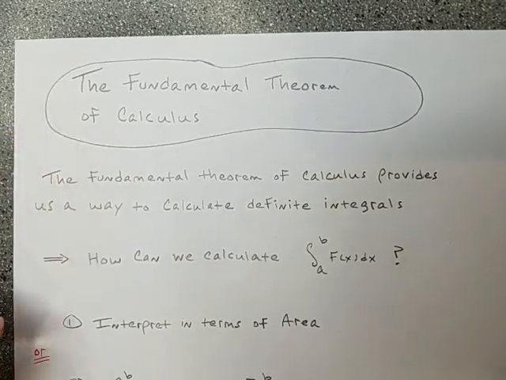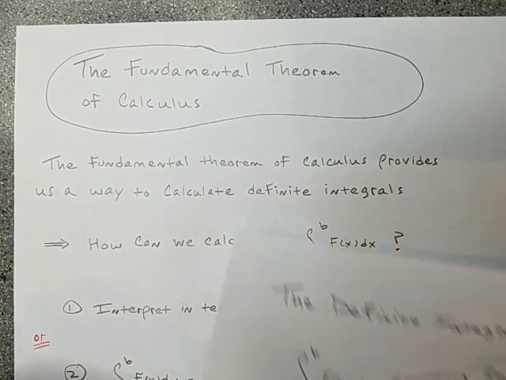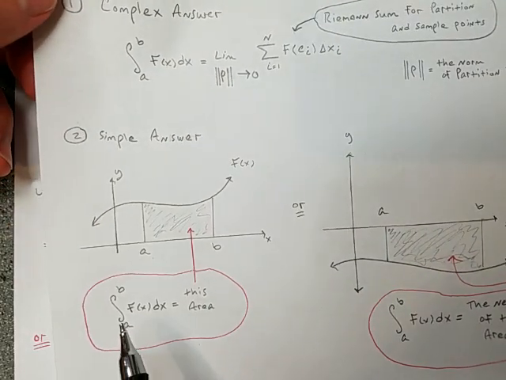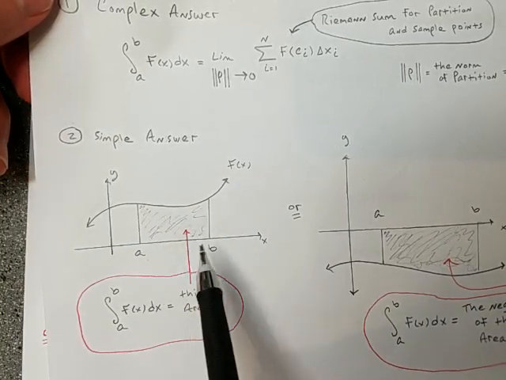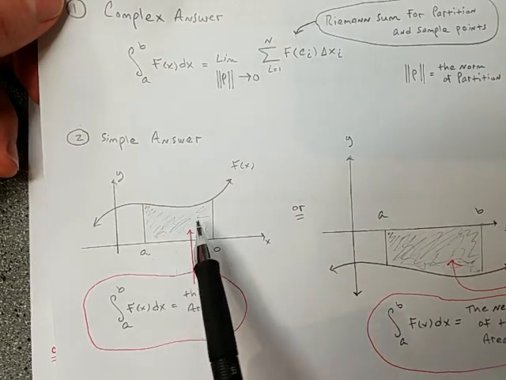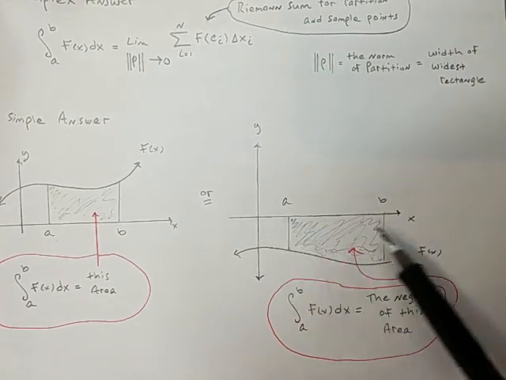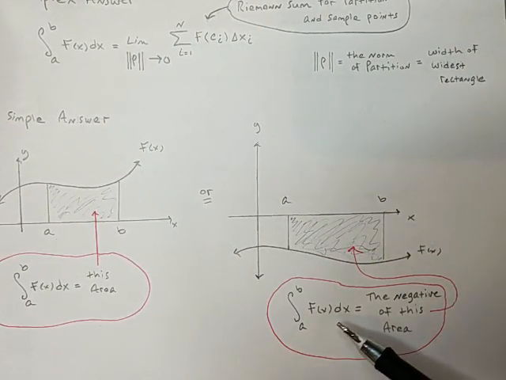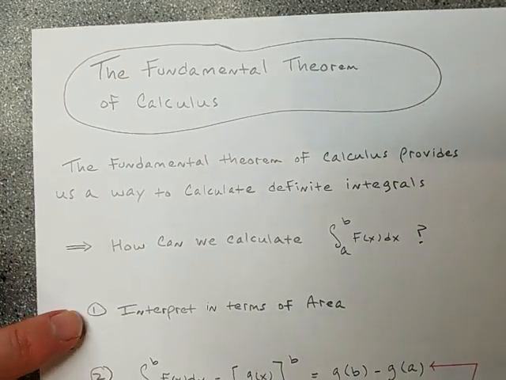Well, in the last video, we learned that you can interpret it in terms of area. If the curve is above the x-axis from a to b, then the definite integral is the area contained by the curve and the x-axis from a to b. If the curve is below the x-axis, the definite integral is the opposite of the area. That's what I mean by the area interpretation.